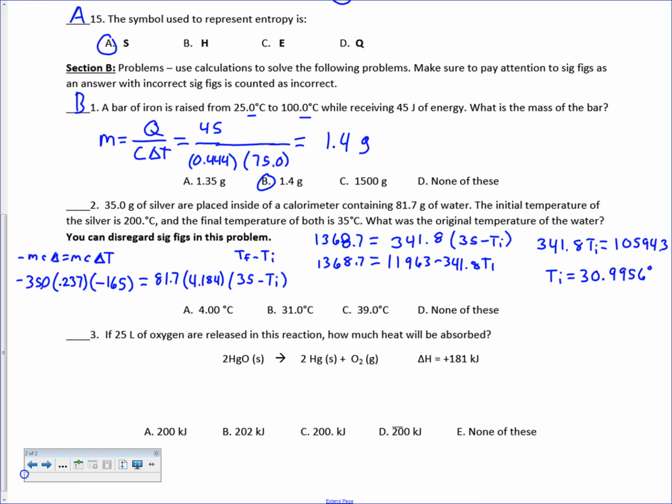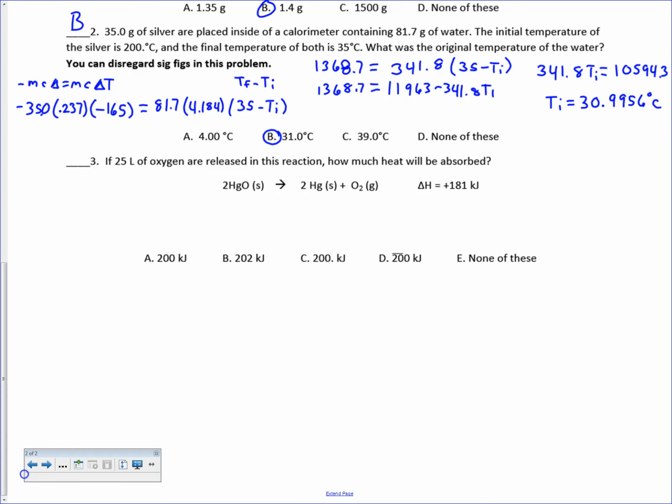30.9956 degrees Celsius. It's important to note on this one that I said that you're ignoring sig figs, so that answer, you don't see it down here, but if you look at the possible answers, it would round to be answer B, so answer B is correct in this case, since we're not paying attention to sig figs.